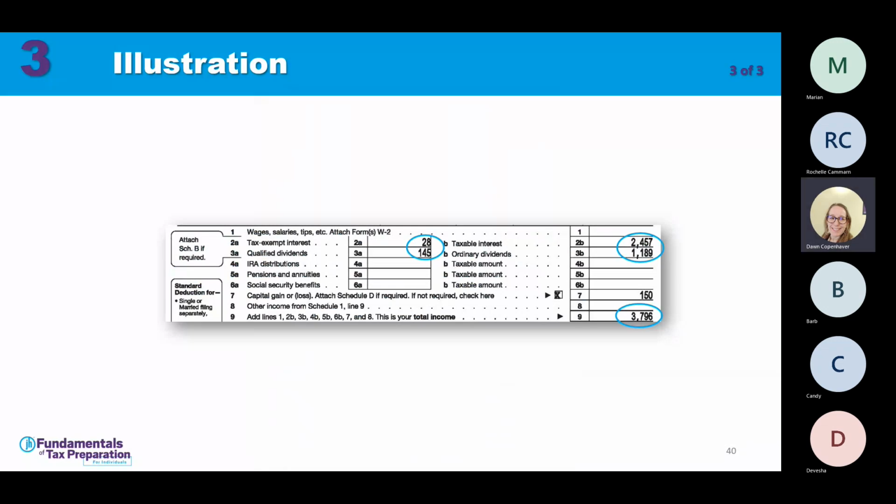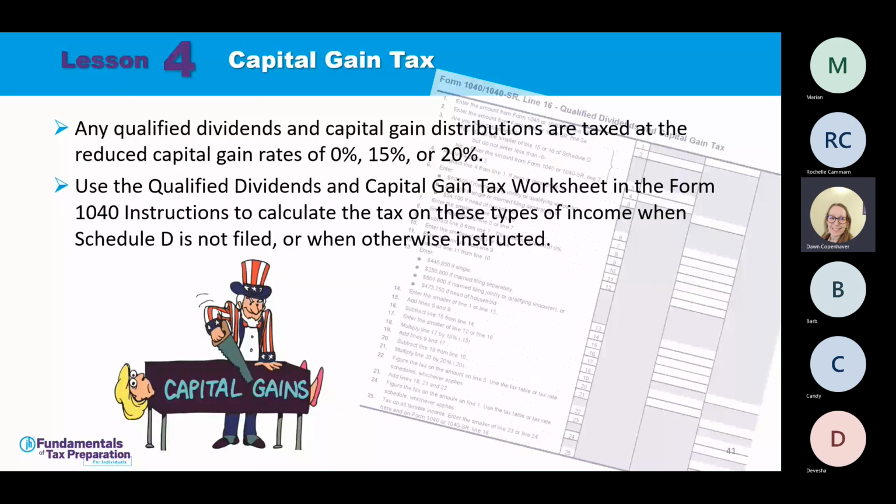Okay, so capital gains tax. Again, qualified dividends and capital gains distributions are taxed at reduced capital gains rates of 0, 15, or 20%. And use the qualified dividends and capital gain worksheet, not workshop, in the Form 1040 instructions to calculate out the tax on it when Schedule D is not filed or when otherwise instructed. Again, the beautiful part of software is we don't have to do these by hand anymore.